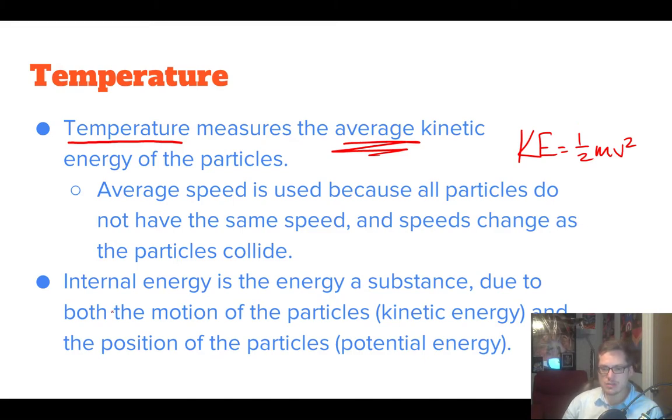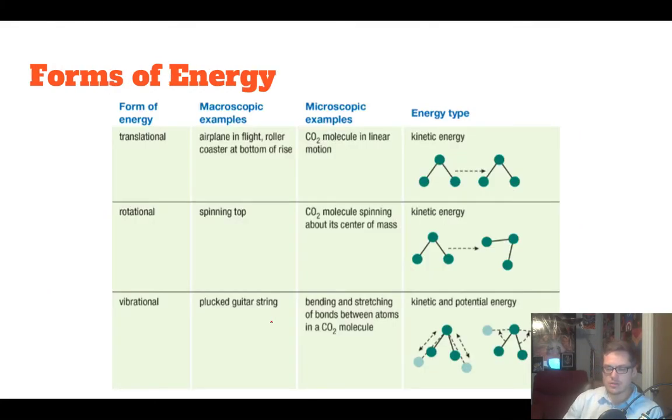Now, a new term here is this idea of internal energy. Internal energy is literally the energy that's inside the object, or whatever substance you're talking about. The symbol for internal energy is a capital U. Capital U for internal energy. All right, and it's composed of 2 things: the motion of the particles, really the kinetic energy, and then the position of the particles, the potential energy. These are like the basic forms of energy that all things contain.